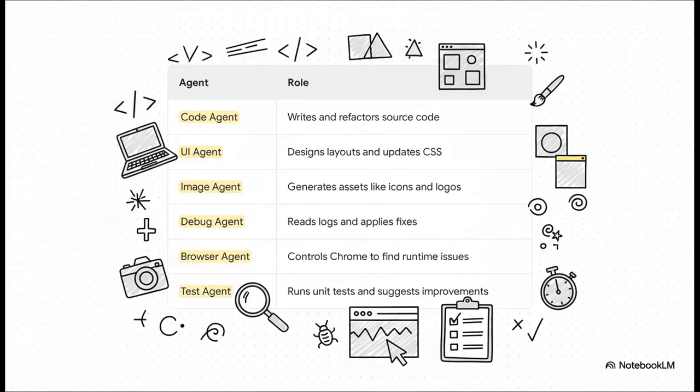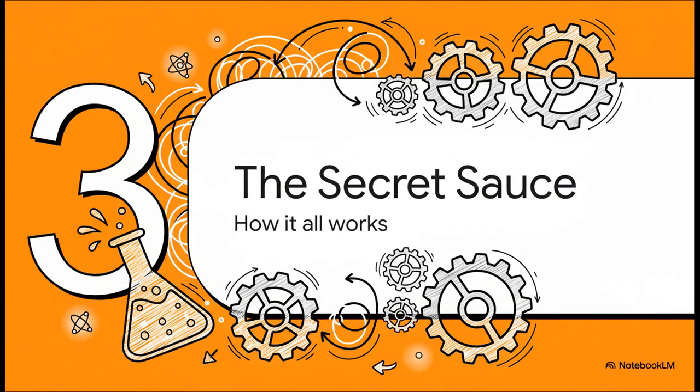And here they are, the members of your new AI team. You've got your creative types, like the code, UI, and image agents. But what's really crucial is you also have these analytical agents, like the debug agent and the browser agent, that work hand in hand to find and squash bugs. Each one is a specialist in its own right. So how in the world does this all actually work together? Let's get into what makes Antigravity tick, because the tech that makes this AI dev team a reality is where things get really, really interesting.